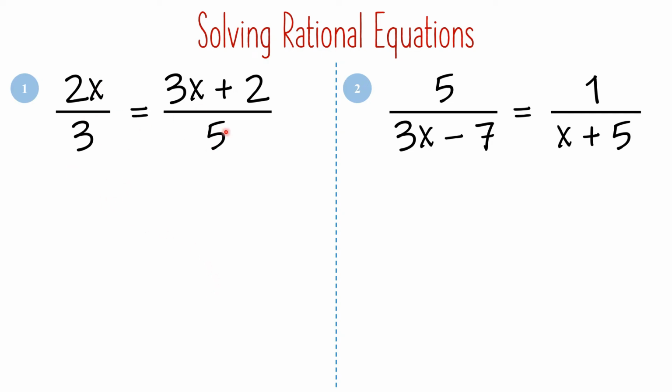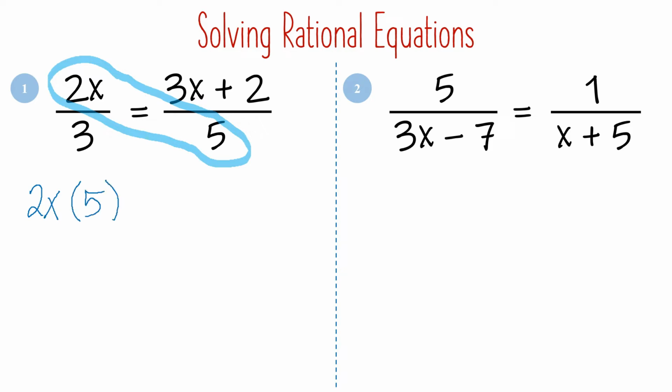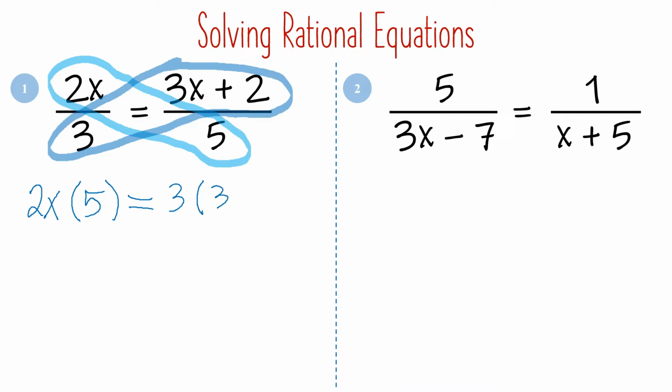To find the solution of this rational equation, since both sides are rational, we can just cross-multiply them. So let us answer example number 1. Just do cross multiplication. So 2x times 5. Let's just write 2x then times 5. So we are using parentheses to show multiplication. Then on the other side, let us multiply this to 3 times 3x plus 2. So 3 times 3x plus 2.